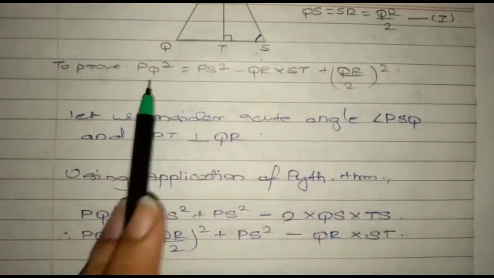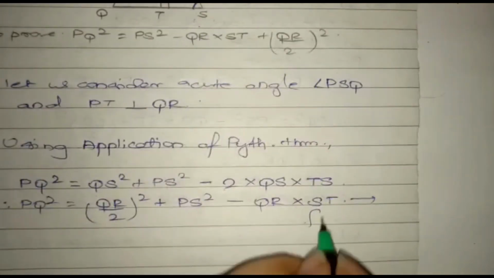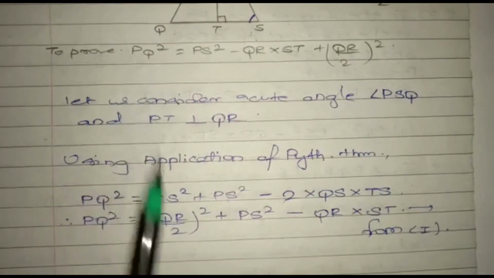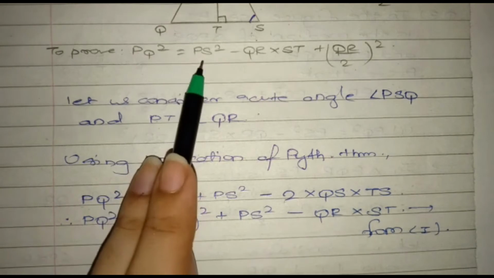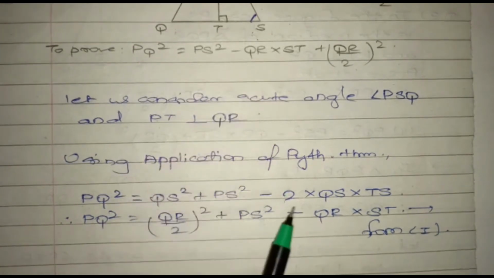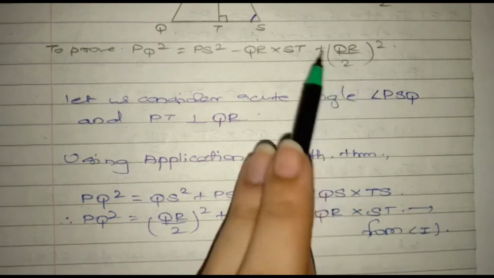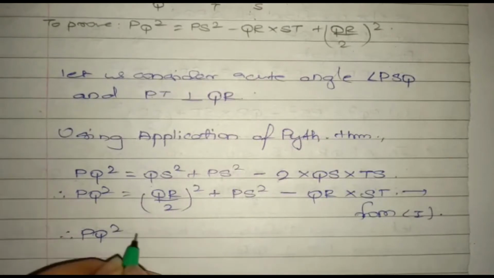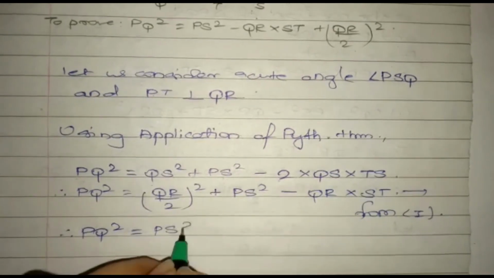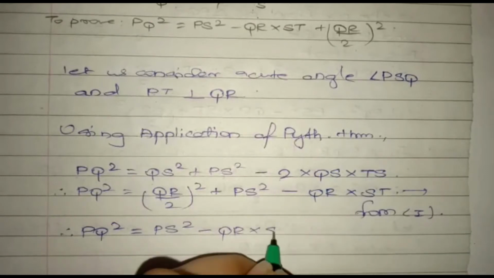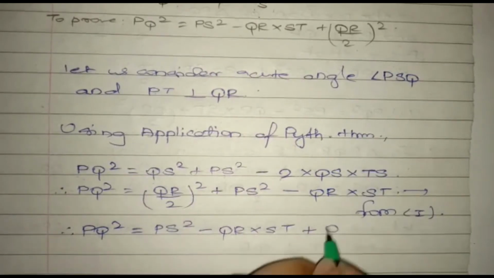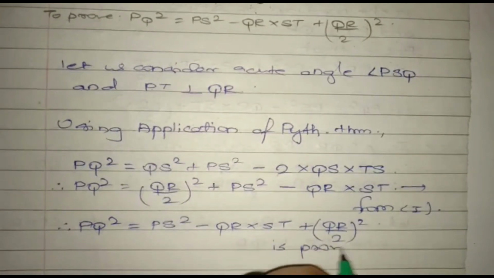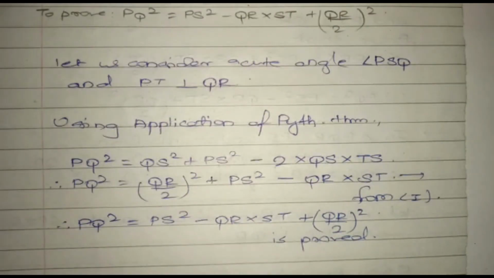So we got PQ square, we'll write here from 1. PQ square is equal to PS square minus QR into ST plus QR by 2 the whole square. Now let us write this in the format in which it is needed. PQ square is equal to PS square minus QR into ST plus QR upon 2 the whole square is proved. Now let us start with the fourth question.